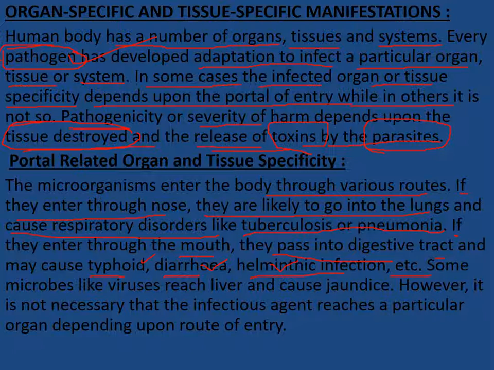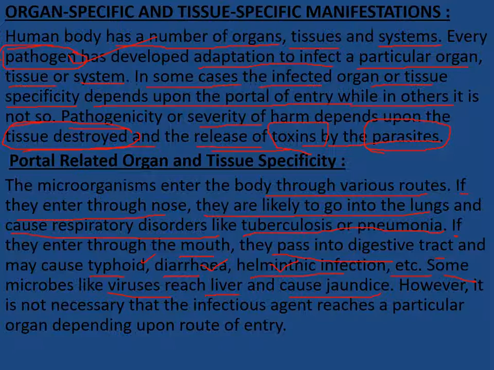Here, the infection area is related to the route where the microorganism entered, right? Some microbes like viruses reach the liver and cause jaundice. Some of the microorganisms enter from the nose or from the mouth, and they go inside our liver and cause jaundice, or they can cause hepatitis.